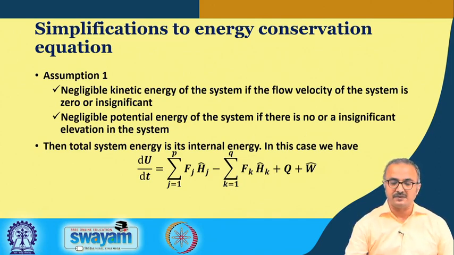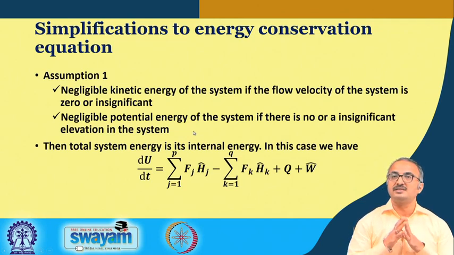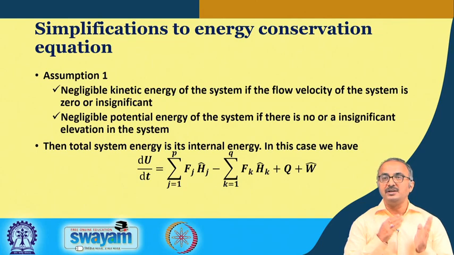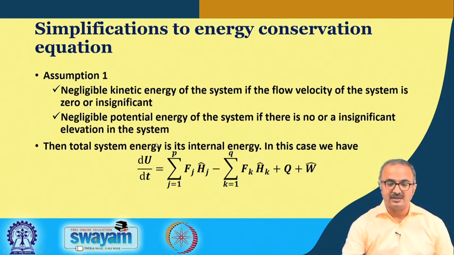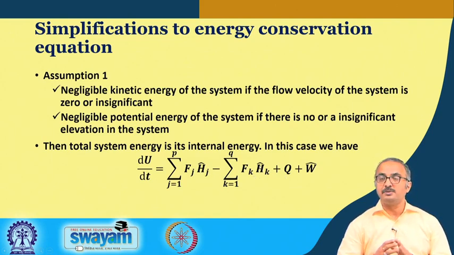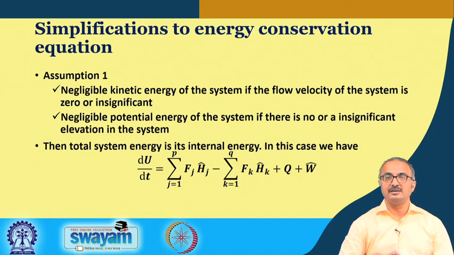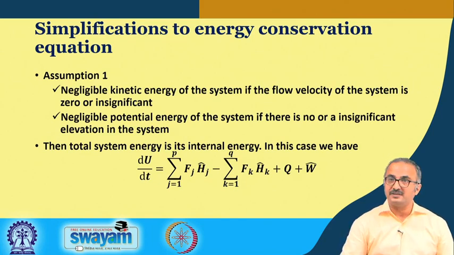So, in that case, neglecting the changes in the kinetic energy and the potential energy between the inlet and the outlet of the system, what we are left with is the internal energy of the system, and that is given only in terms of the enthalpy of the ingoing and outgoing streams, and the heat interaction between the system and the surroundings, and the work. So, this is one simplification.